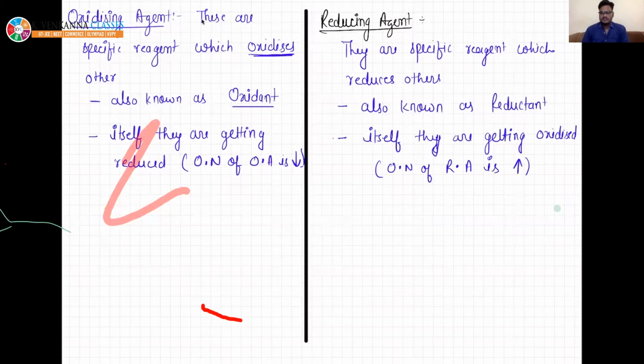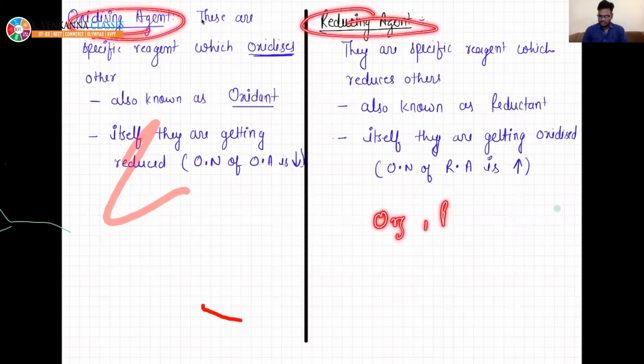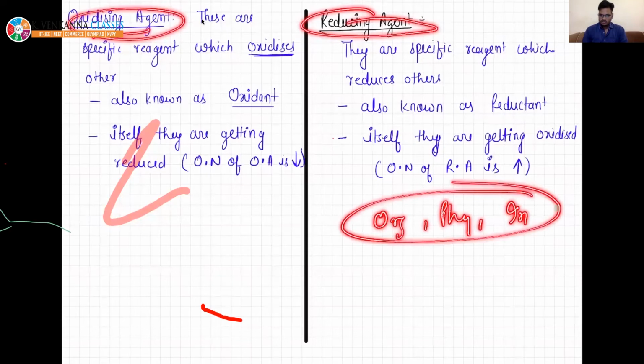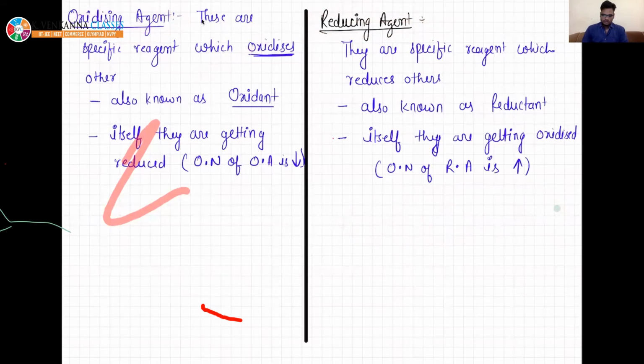Yeah beta, that is right. I'll provide you the list. You need to identify which of them is which, because this is something you will use in organic, physical, and inorganic chemistry. It will come again and again. So oxidizing agents try to oxidize others, supply oxygen to others, and take electrons from others. The opposite is done by reducing agents.